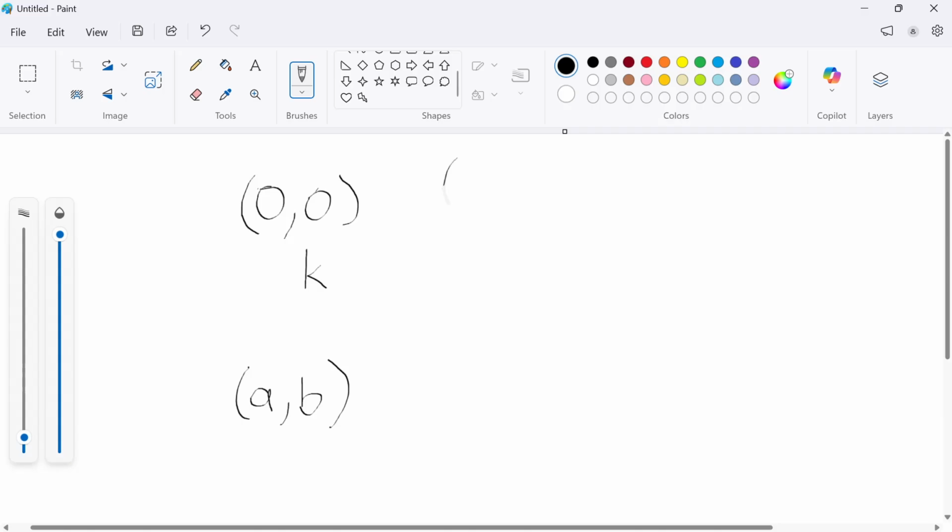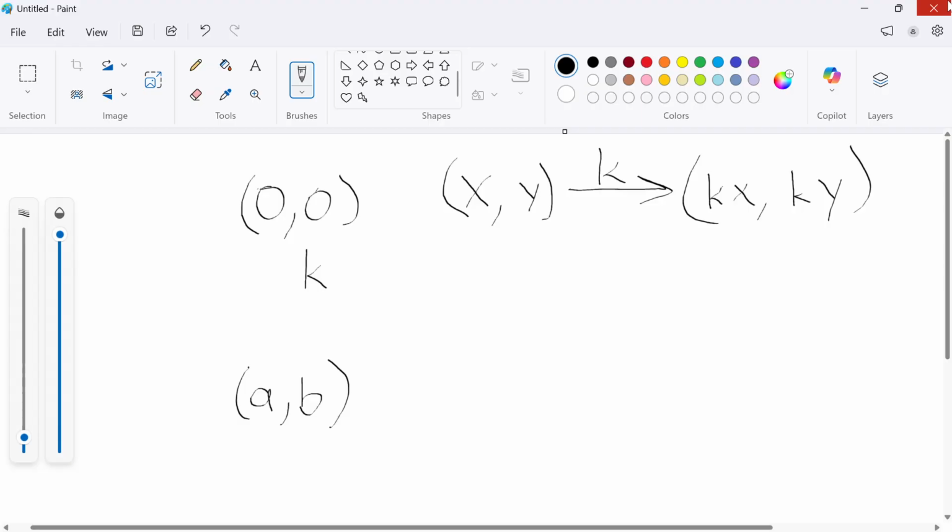So this is how it works. If I have a point x, y, and I dilate it by that k factor, it's going to be kx and then ky. I just multiply the x and y by k. I will give an example.